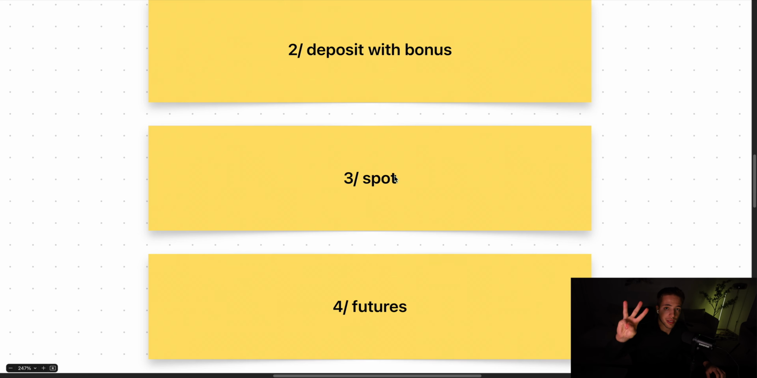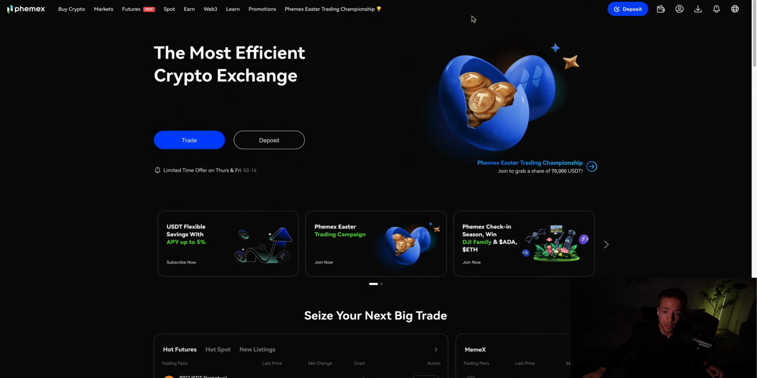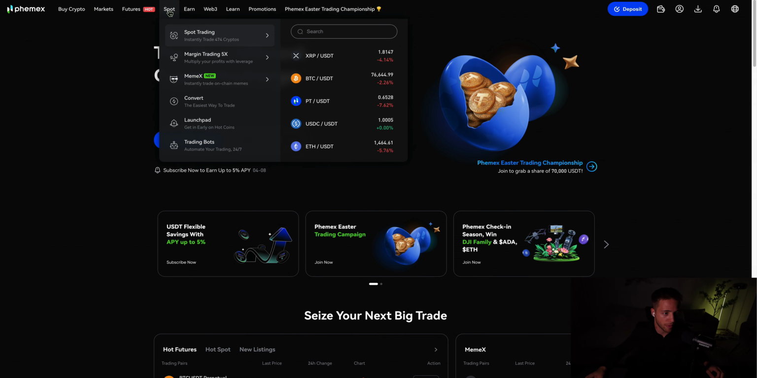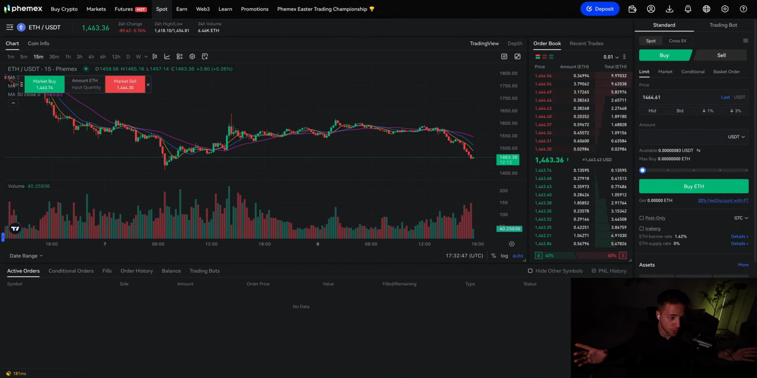Now we are coming to the step number 3, which is spot trading. And this is very simple. We simply get back to the main dashboard of Phemex and get into spot trading. Okay, as you can see here, it might look very difficult to you. If you're seeing it for the first time, it might look super complicated, but it actually isn't. And now I will explain to you what's going on in here.